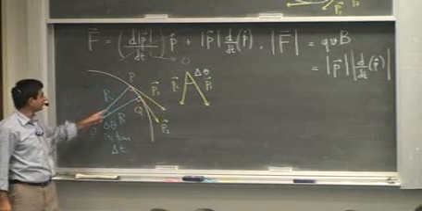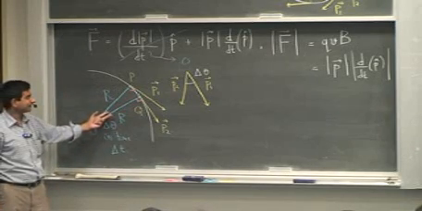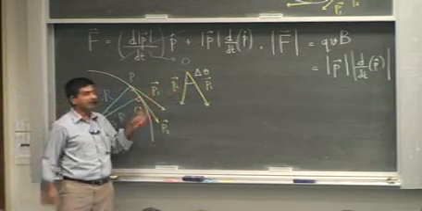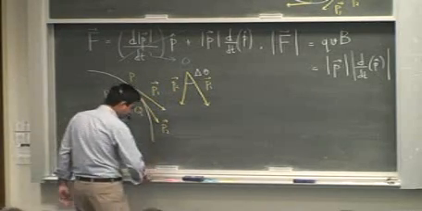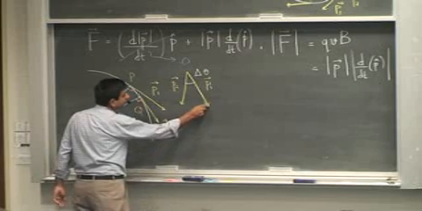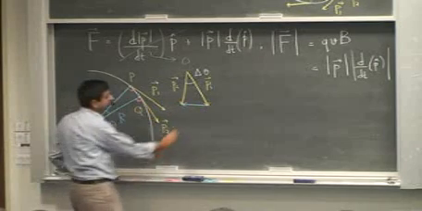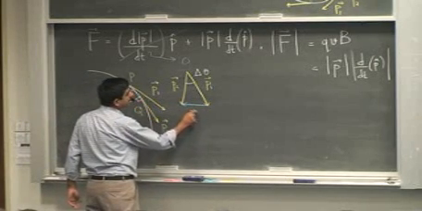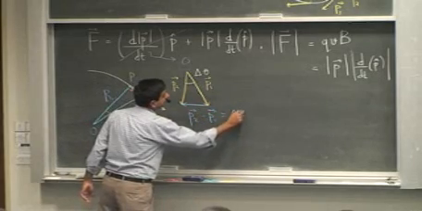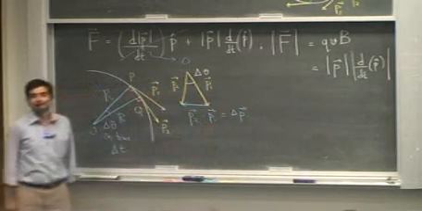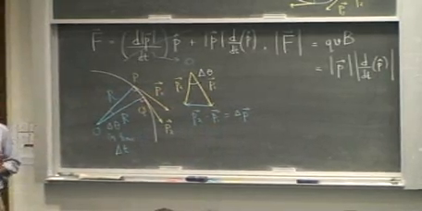Because P1 is normal to this radius vector, P2 is normal to this radius vector. The angle between the radius vectors is delta theta, so the angle between these tangents must also be delta theta. And if I join these points through another vector, then this blue vector is simply P2 minus P1. And this is the change in momentum in time delta t.